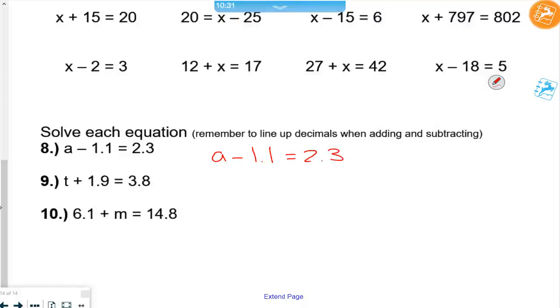We do it the exact same way. I have a subtraction problem here, so I'm going to use addition. I'm going to add 1.1. Remember to line up your decimals. So on this side, I'm going to add 1.1, and that's going to be how I find my answer.